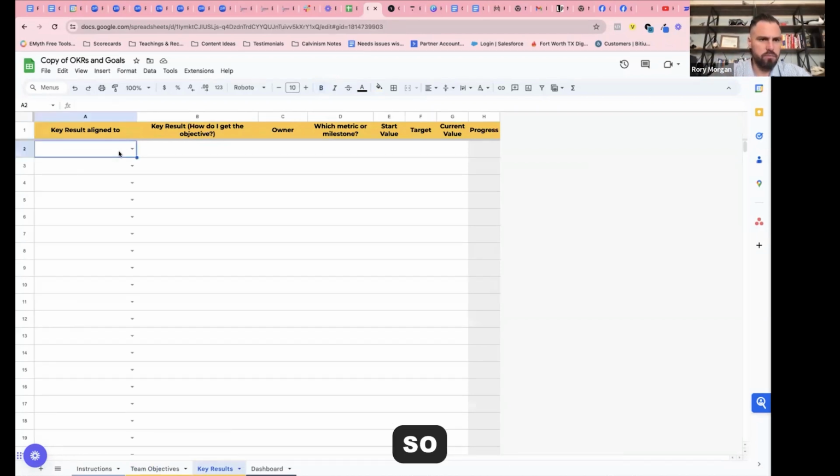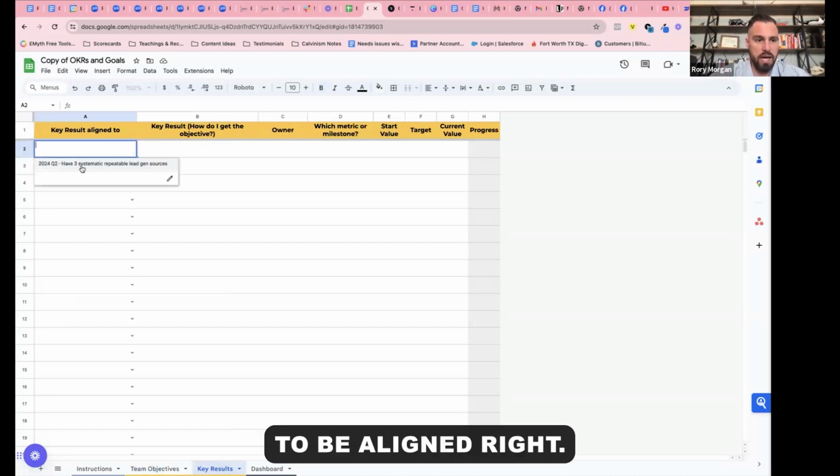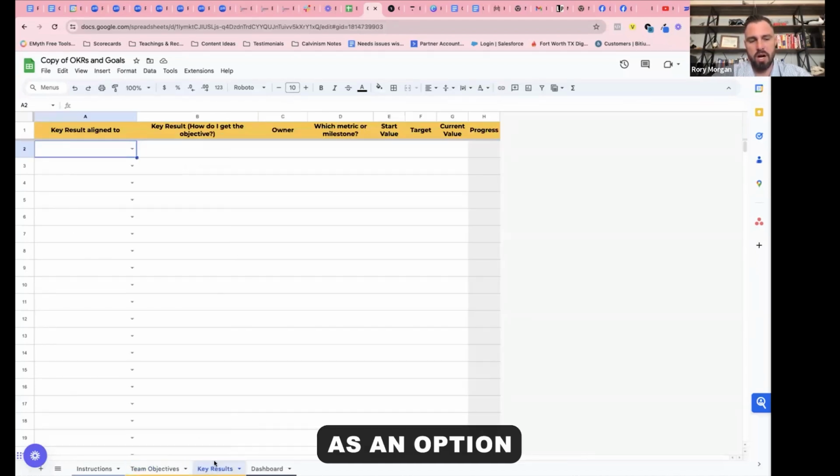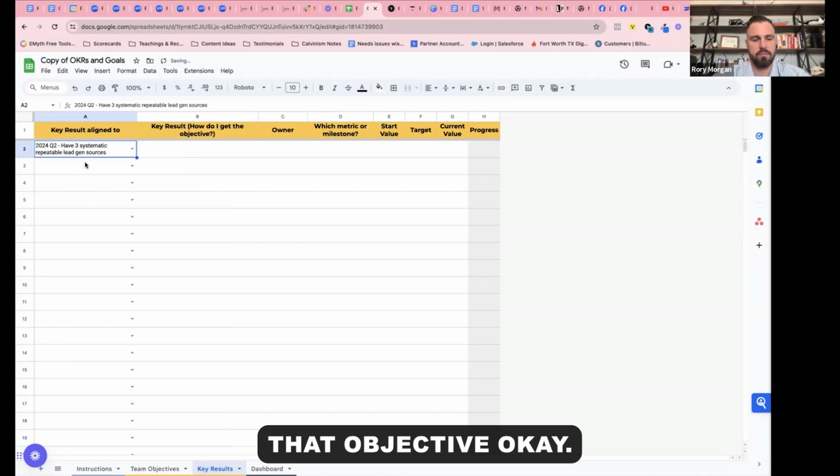So it's going to be aligned, right? That's going to pop up over here. So when I add something to the objectives, that means it's now going to pop up as an option in my key results. So this key result that I'm measuring is aligned to that objective. Okay.